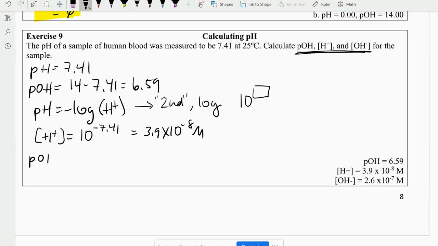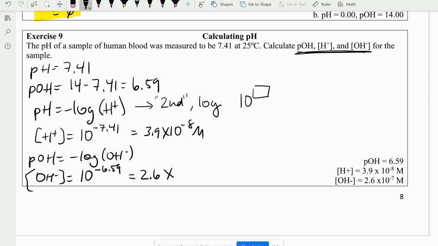You also know the pOH, again, negative log of hydroxide concentration. To solve for OH-, because you know the pOH, you would simply, again, on your calculator, take the second button, hit log, you'll bring up a base of 10, and you're going to raise it to the negative 6.59. On your calculator, when you calculate that, you should get 2.6 times 10 to the minus 7. And so there we have it. We have pH, pOH, and the respective concentrations. Exercise 10.